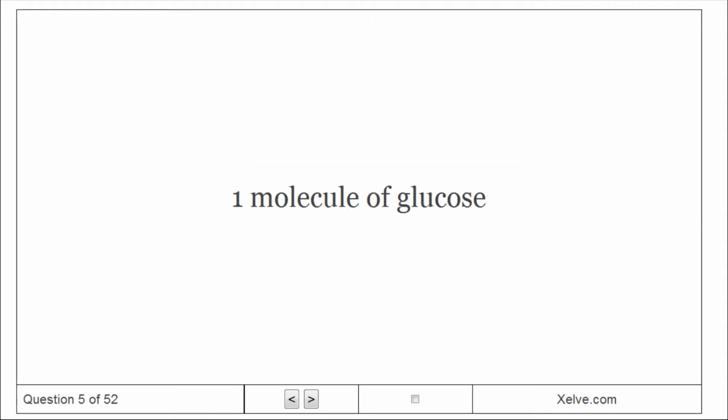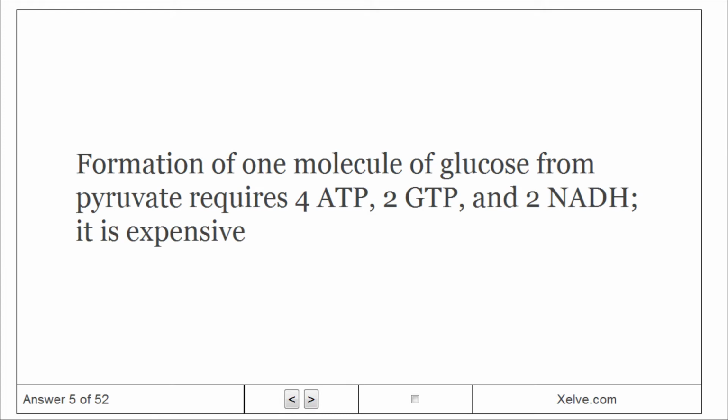1 molecule of glucose. Formation of 1 molecule of glucose from pyruvate requires 4 ATP, 2 GTP, and 2 NADH. It is expensive.